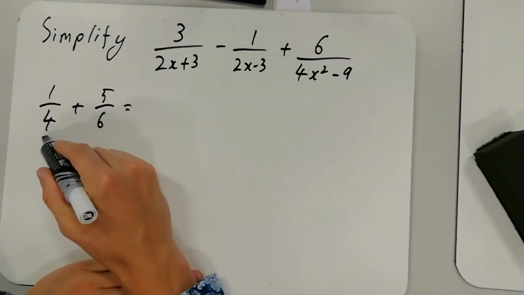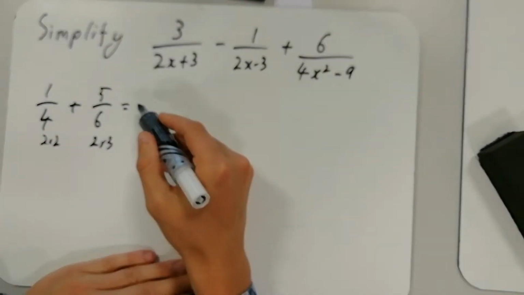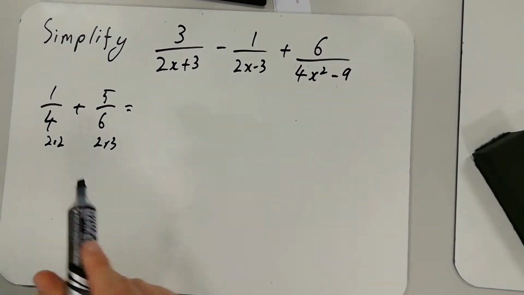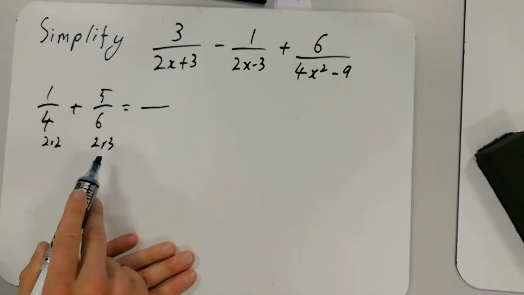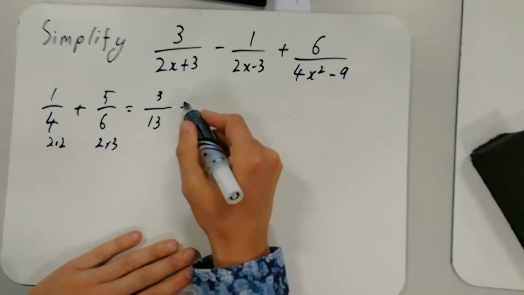So if I look at 4, it's got factors of 2 and 2. 6 has factors of 2 and 3. So I need to multiply each fraction, top and bottom, by the missing factor. A quarter, that denominator is missing a factor of 3. So I'm going to multiply top and bottom by 3.